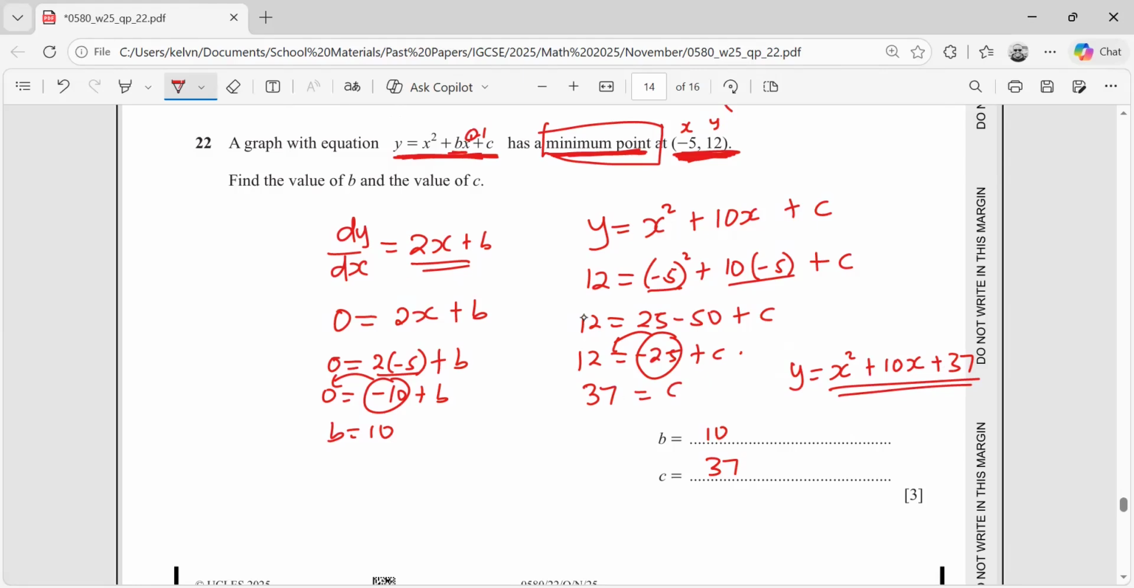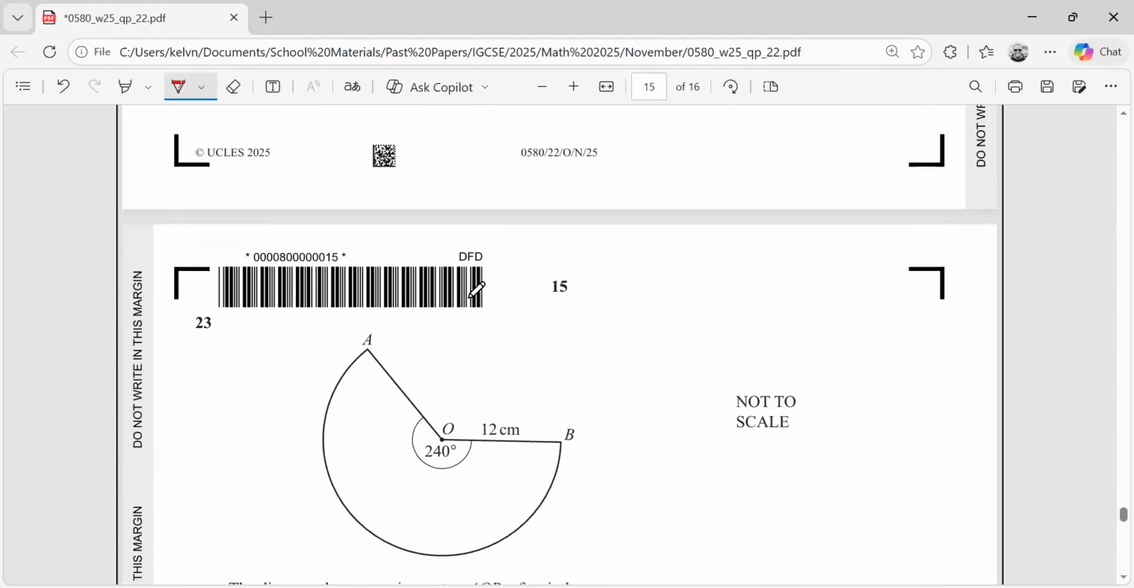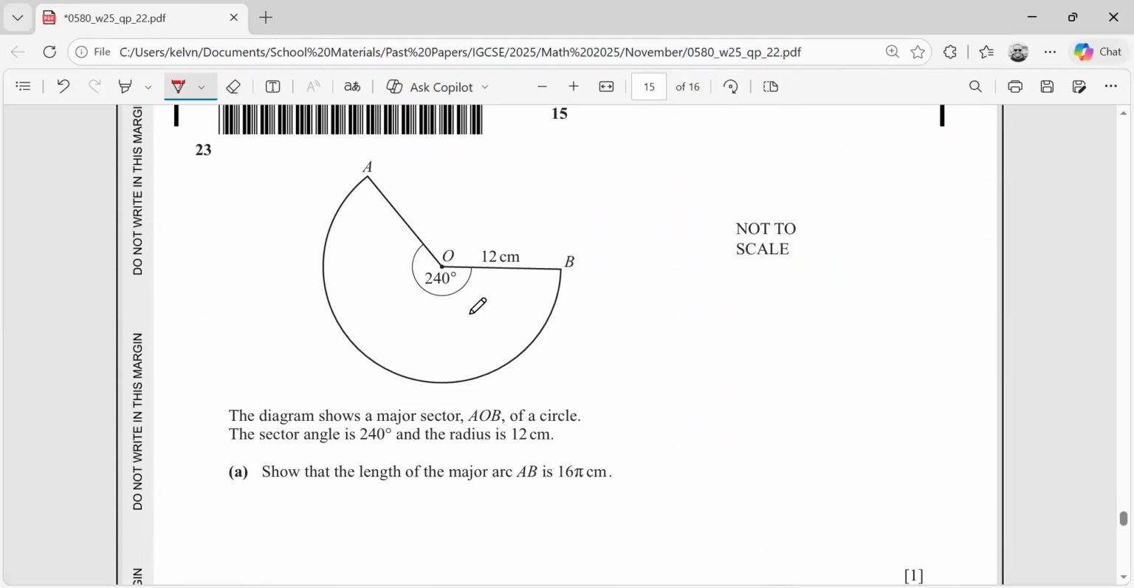Good. Again, once you see minimum point or maximum point, know you are going to be differentiating. And in differentiating, you get the gradient function. Once you get the gradient function, whether it's a minimum or maximum point, the gradient at that point is usually 0. Once you have that knowledge, it's easy now to solve this kind of question. Okay, good. So let's move on.